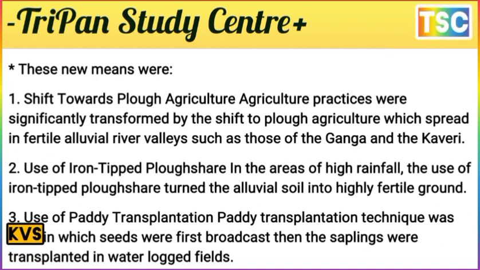Second, the use of iron-tipped ploughshares in areas of high rainfall. The use of iron-tipped ploughshares turned alluvial soil into highly fertile ground. Third, the use of transplantation techniques for paddy, in which seeds were first broadcast, then the seedlings were transplanted in a waterlogged field. These are three important points.